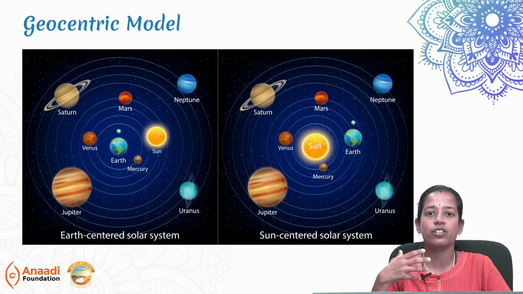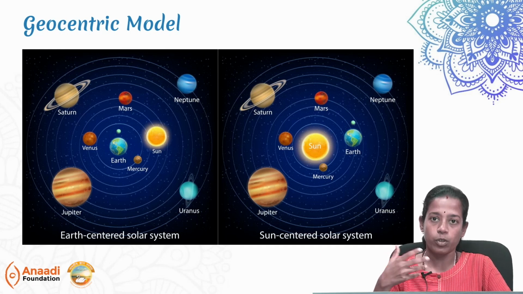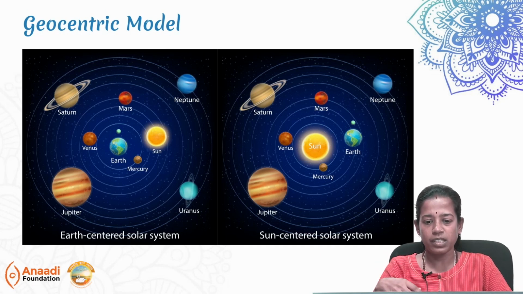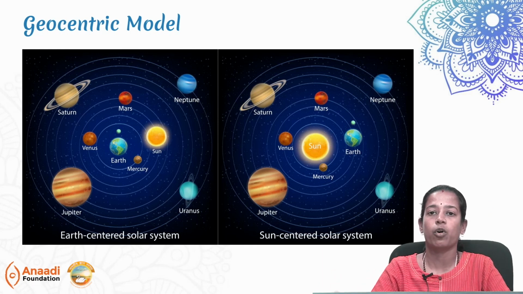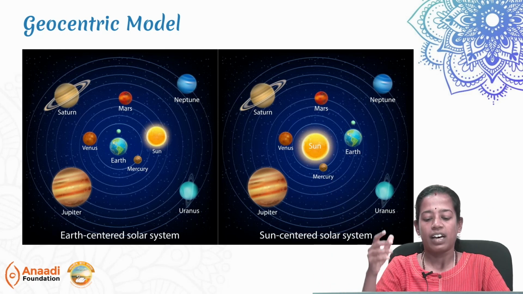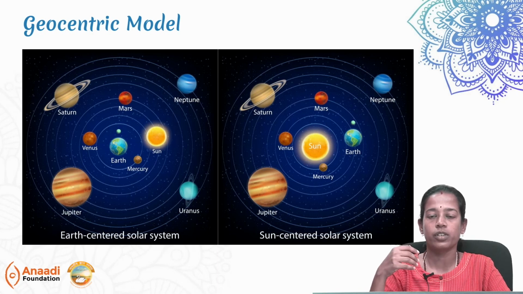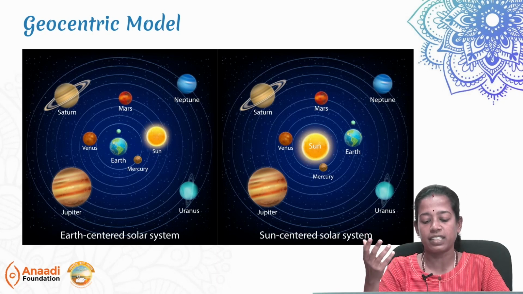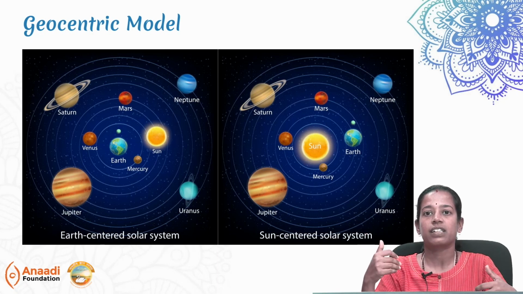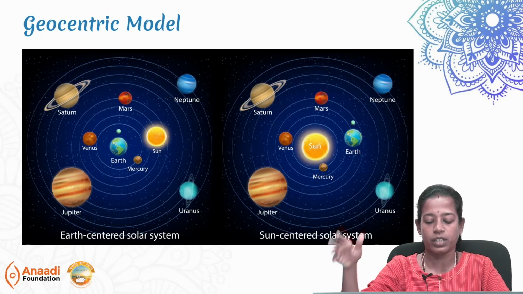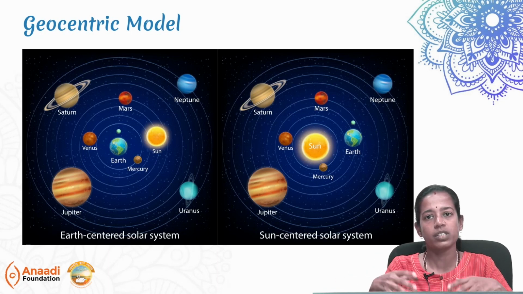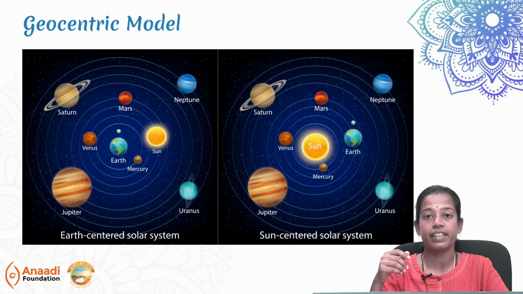This was a natural model to come to a conclusion to, because when we look at the sky, we see all the celestial bodies rising and setting, and when looked at in a glance, it makes us understand that it's all revolving around us. So this geocentric model was widely adopted earlier.